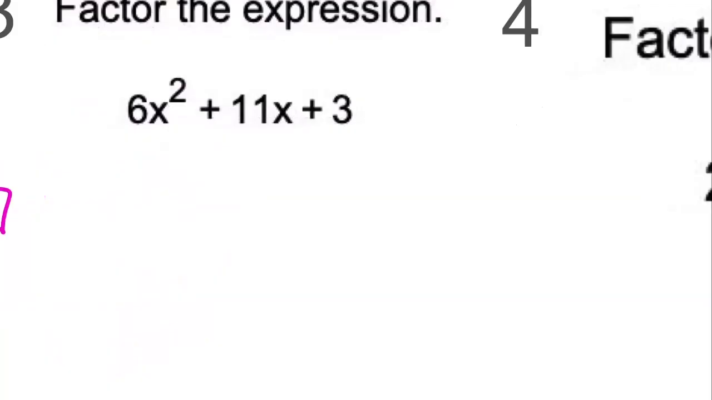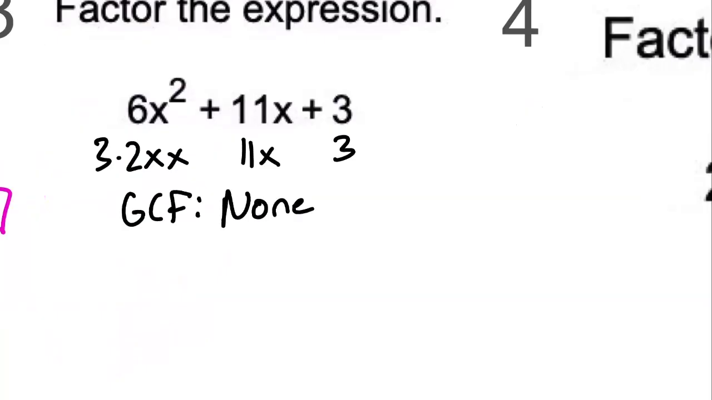Okay, so remember step number 1, you got to find the greatest common factor. What does 6x squared factor out to be? 3 and 2 and x, right? 11x factors out to just 11x. What about the 3? That's just 3, right? Does this problem have a greatest common factor? No, this does not have a GCF. There is none. So you have to be careful. When you do the factorization, not everything is going to have a greatest common factor. So you're going to have to be very careful.